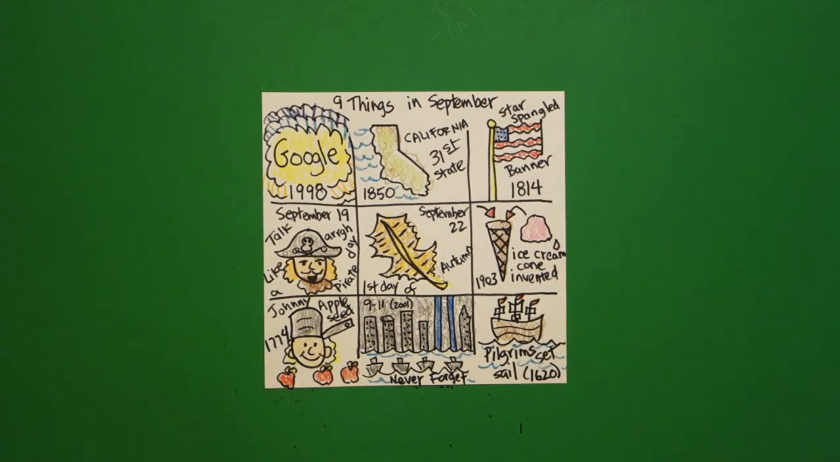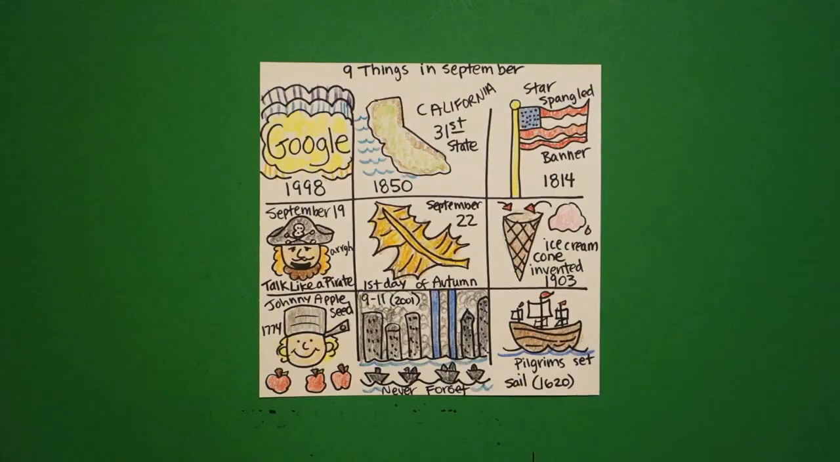Let's see what this looks like all colored in. Here are my 9 things in September. Very busy month. Lots of stuff going on.